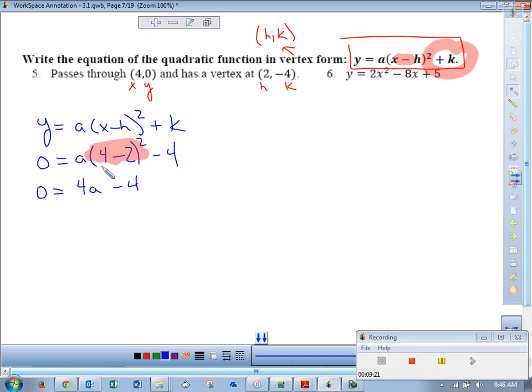Y'all cool with that? I did 2 things at one time. I took 4 minus 2. I got 2 in my brain. I squared it and got a 4. And I have it times a, so I rewrote it as 4a instead of a4.